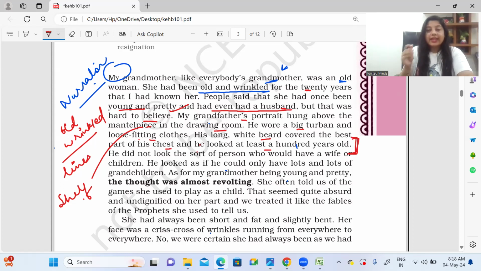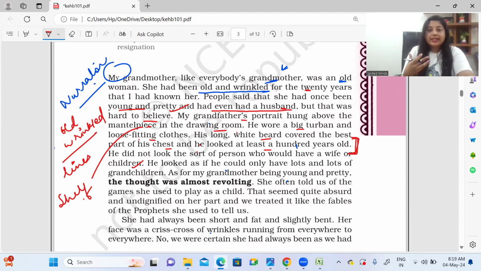So what is he trying to say? That when he compares his grandmother and grandfather, they both have different looks. The grandmother used to look young and pretty, but the grandfather, when he sees him now, looks like a 100-year-old, as if he has already crossed the age of 90, and he has a long white beard that is covering his complete chest. It is that long, imagine. He is wearing loose-fitting clothes and has a turban on his head. Now, he is not seeing all this physically, but through a portrait that is hung above the mantelpiece. "He did not look the sort of a person who would have a wife or children." That means he did not look like a person who has a wife or a family.